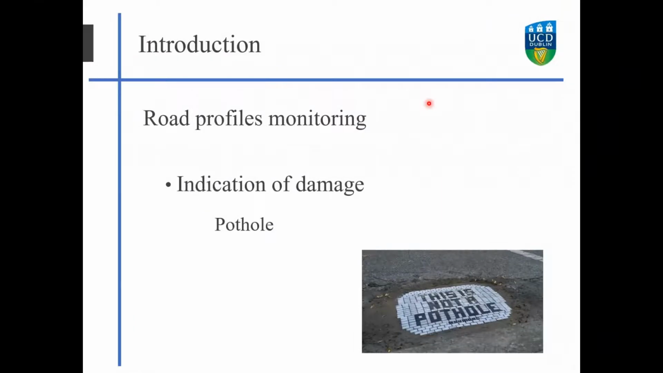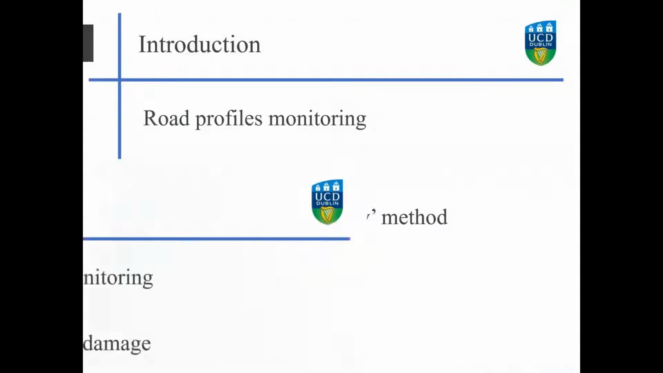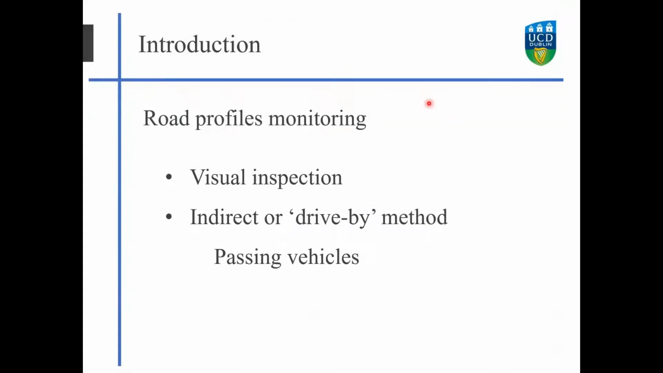As we all know, over time, roads often become damaged due to vehicle overloading and environmental effects, for example, air pollution. This damage may impact the safe running of the transportation network, and consequently, road monitoring is an important area of research. Visual inspection requires large numbers of inspectors and significant cost. So recently, the indirect or drive-by method is popular.